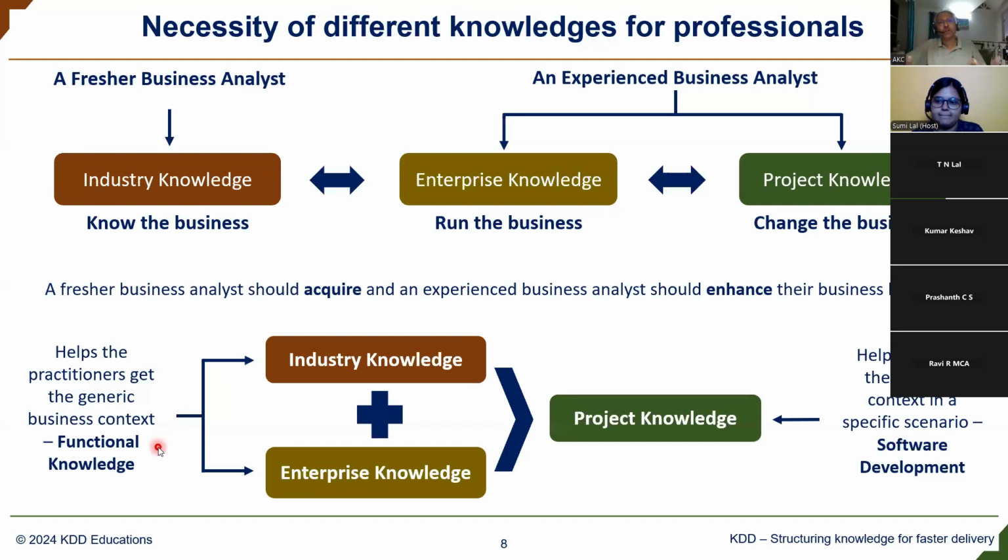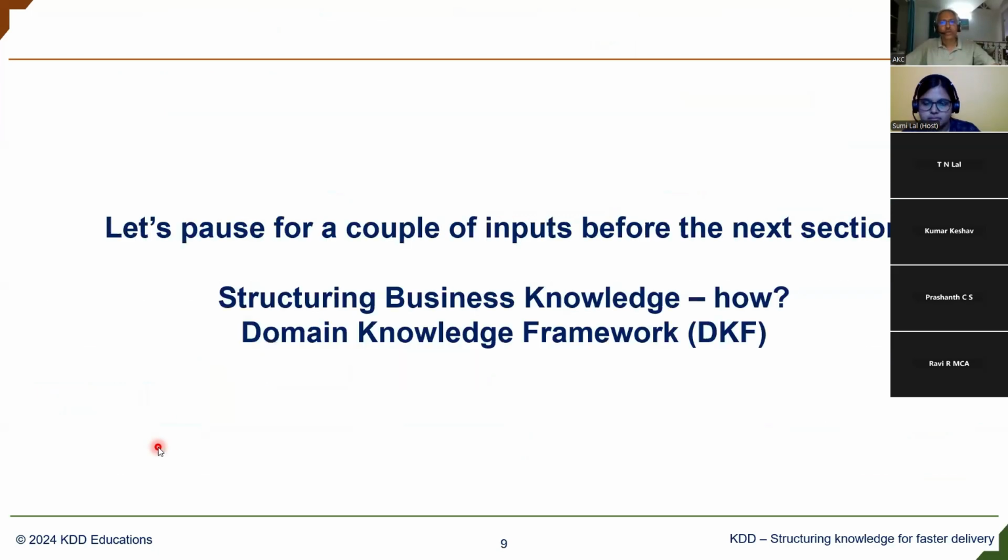What we normally call functional knowledge, in IT terms, when people interact with business or customers and all that, we normally refer to functional knowledge, which is nothing but enterprise and industry knowledge together. And using that knowledge, we pull out the project knowledge, which is used for any software development. So that's at a high level what we talk about. I'll just take a small pause. Any query, any suggestions, anything which you have at this point of time before I move to the next part?